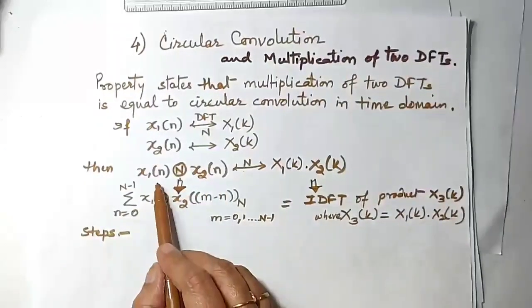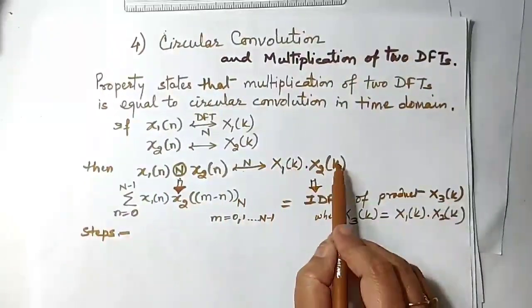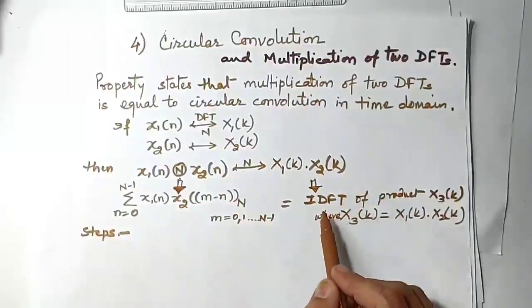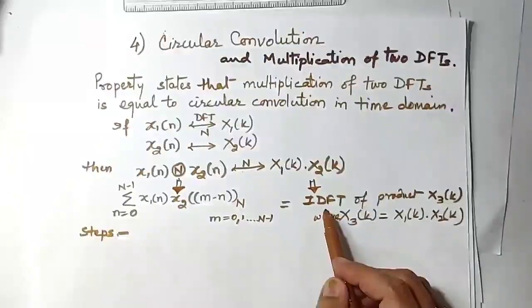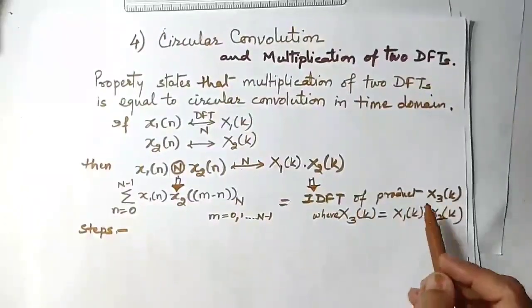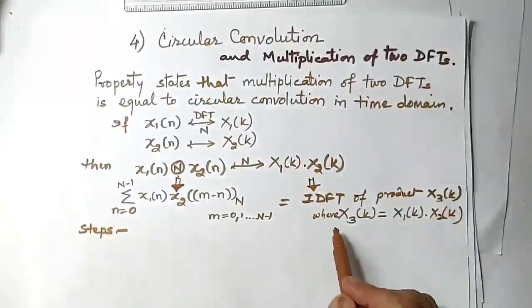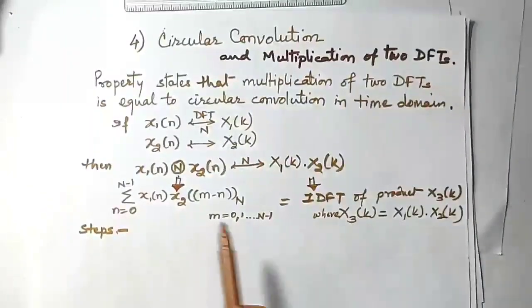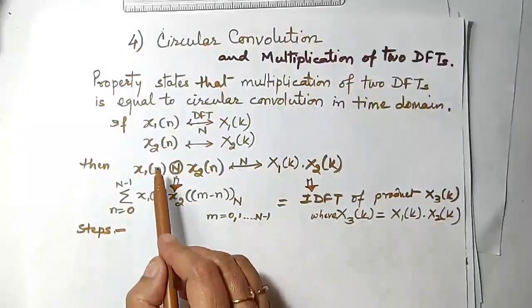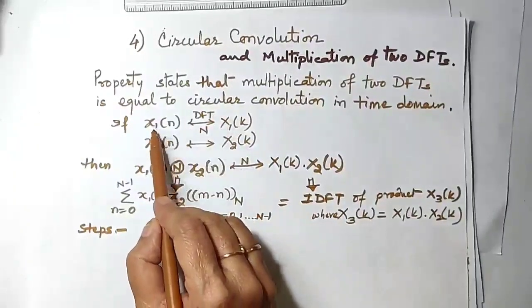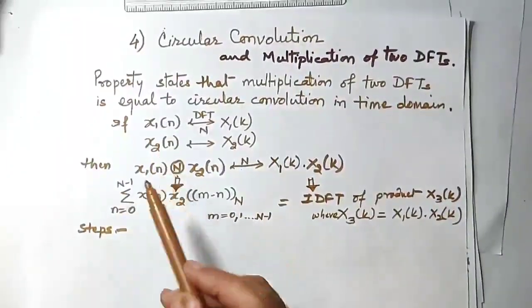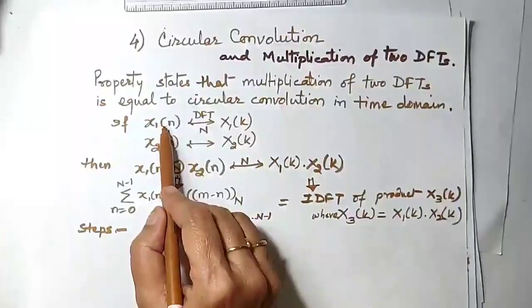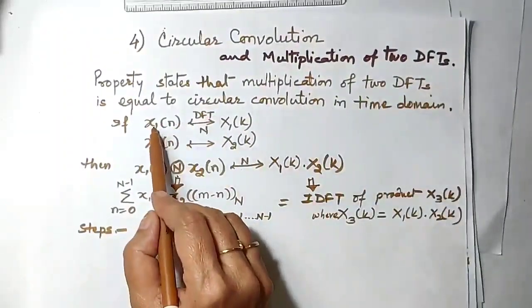their individual transforms can be multiplied and then reconstructed by finding the inverse discrete Fourier transform of the product of these two sequences. We can calculate the value of the convolved sequence. I repeat here again: if we have two finite length sequences x1n and x2n, or they may be infinite length, then we take the DFT for finite sequences.